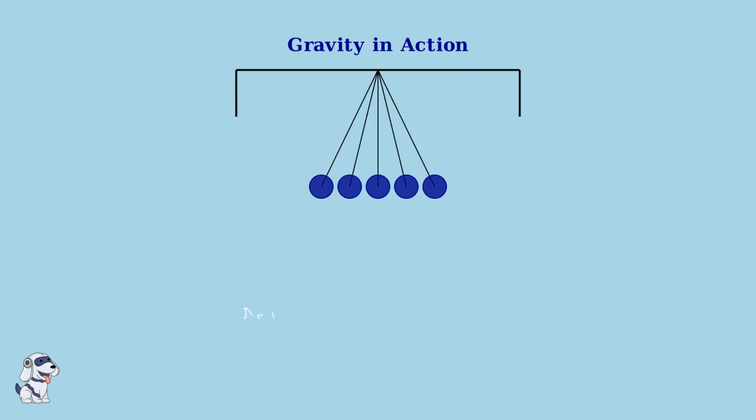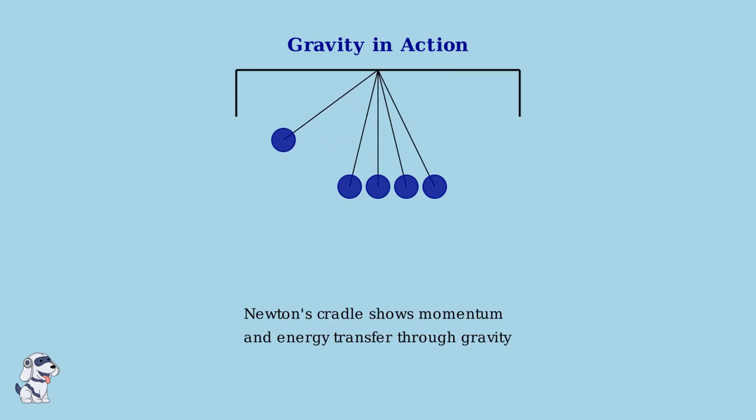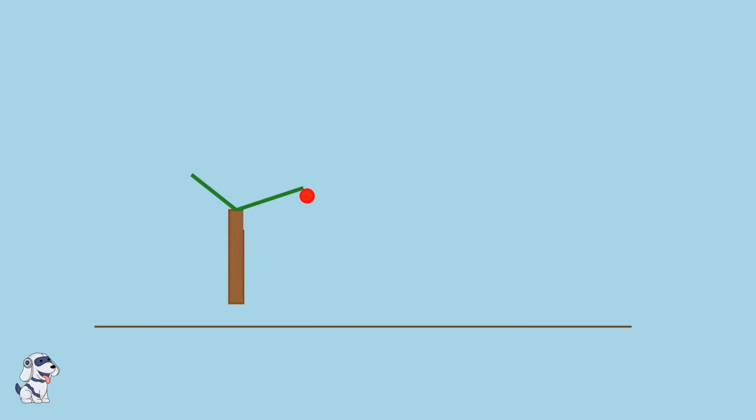This Newton's cradle demonstrates how gravitational effects transfer momentum and energy between objects, showing the fundamental principles of gravity in action. Gravity affects everything around us in ways we can observe every day. One of the most familiar examples is watching an apple fall from a tree. When the apple detaches from the branch, Earth's gravitational force pulls it downward at an acceleration of 9.8 meters per second squared.